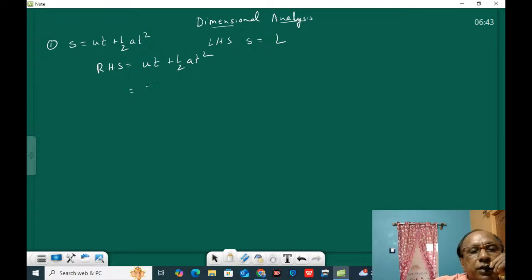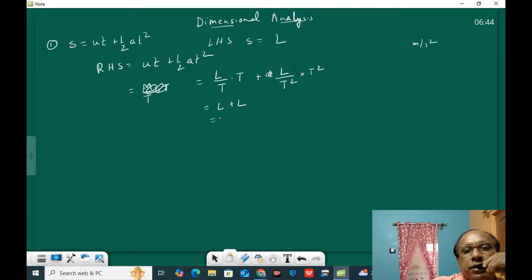u means velocity, which is meter per second, or L by T. So u into t gives length. Half is a number, therefore there is no dimension for a number. Acceleration has the unit meter per second squared, meter means length and second squared means T squared, and time is T squared also. So we get L plus L, that is L. Therefore, the dimension of the right hand side is also L.